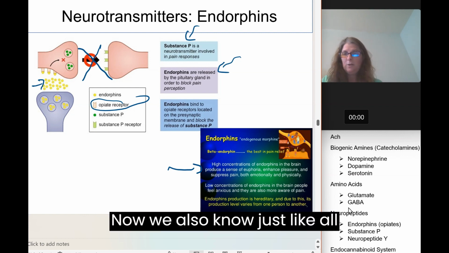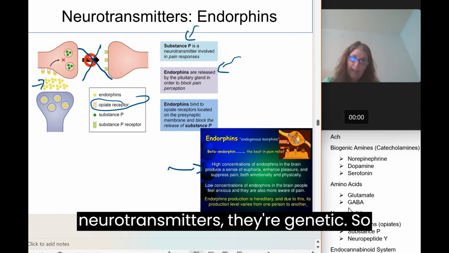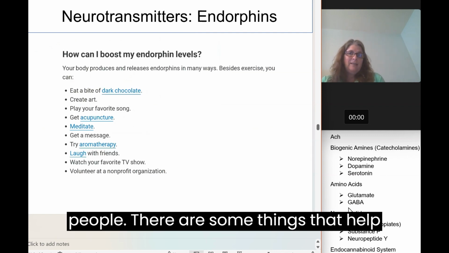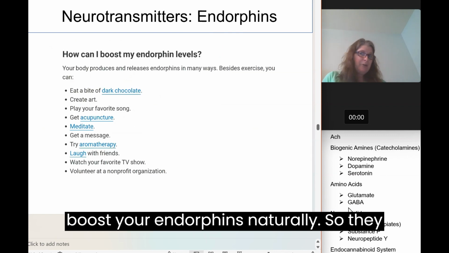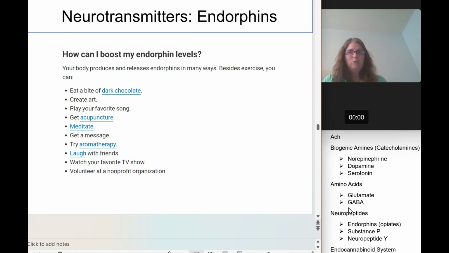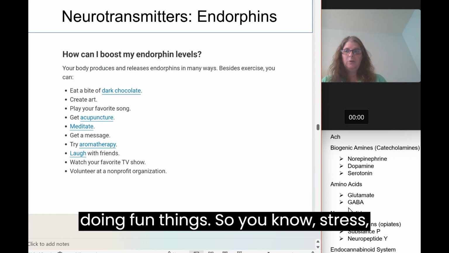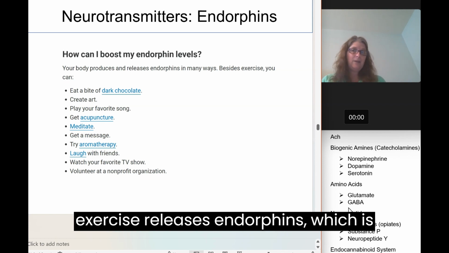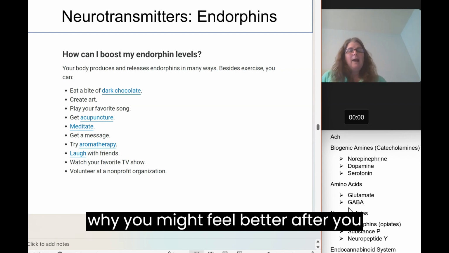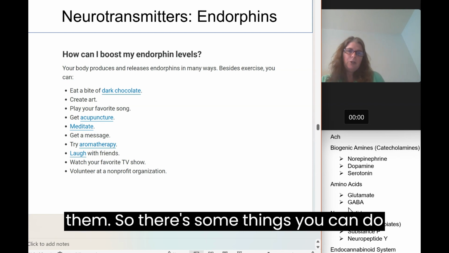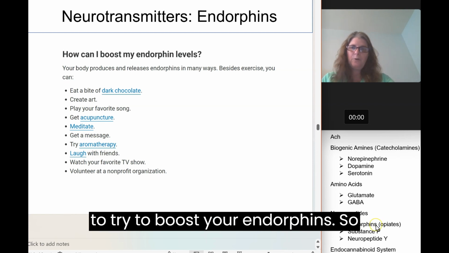Now, we also know, just like all neurotransmitters, they're genetic, so your levels might be lower than other people's. There are some things that help boost your endorphins naturally. They found dark chocolate actually helps. Doing fun things, so, stress, but also things that make you happy, boost your endorphins. We know that exercise releases endorphins, which is why you might feel better after you exercise. And we know laughter boosts them. So there are some things you can do to try to boost your endorphins.